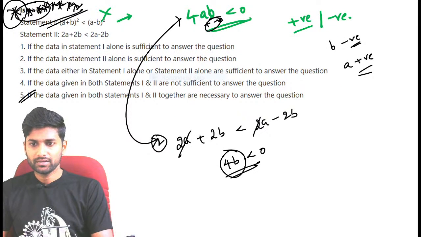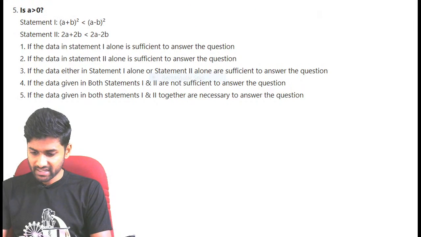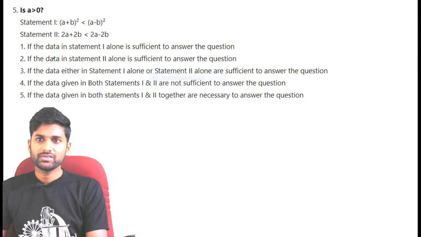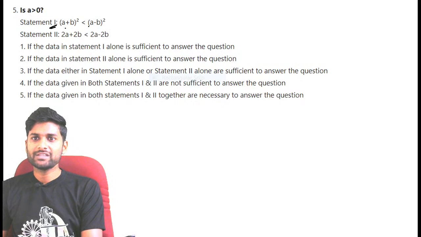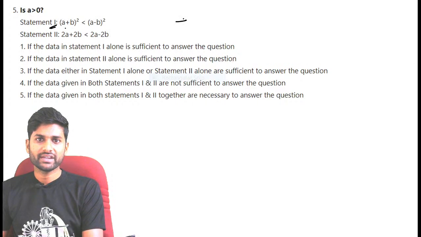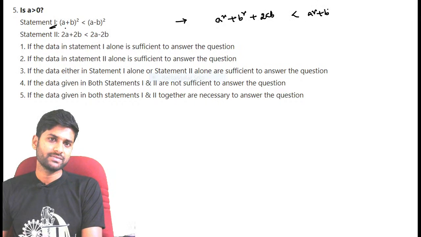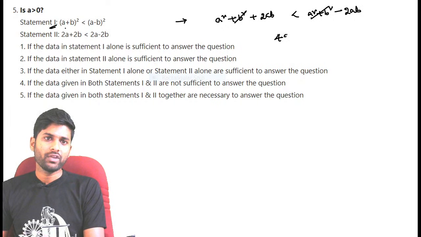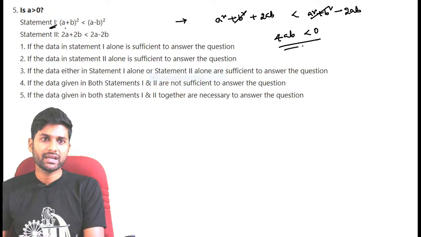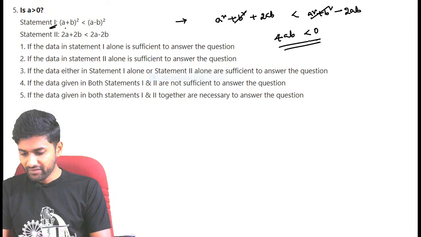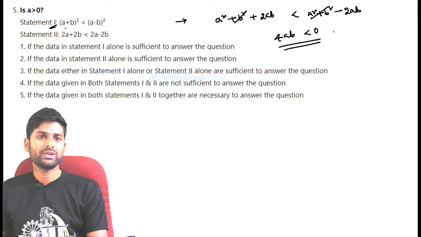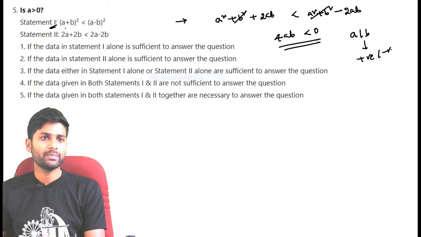Now see, again I'm telling you, just listen, guys. Here is statement number one: (A plus B) whole square is less than (A minus B) whole square. What is the formula? A square plus B square plus 2AB is less than A square plus B square minus 2AB. Now these two terms cancel. 4AB, we want the entire result to be negative. So when the entire result is negative, definitely one of the variables A or B is positive and the other variable becomes negative.